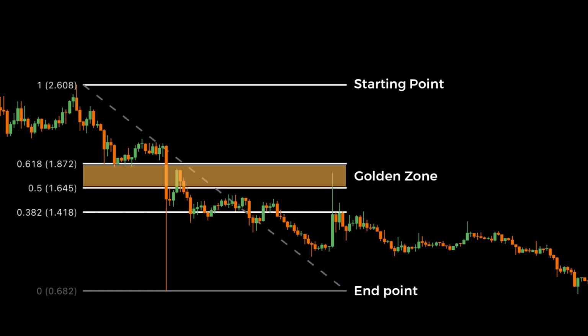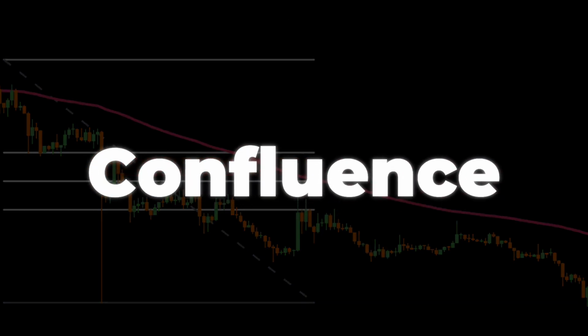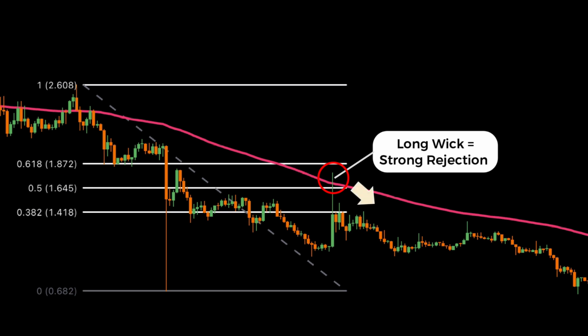But what makes this more interesting is not just the Fibonacci level itself. If you look closely, this area also lines up with the 100 moving average. So now instead of just one level, we have multiple things pointing to the same zone. And this is what we mean by confluence. When different factors come together in the same area, and as price taps into the zone, we can see it struggling to push higher, getting rejected, and from there, price continues moving down, following the overall trend.